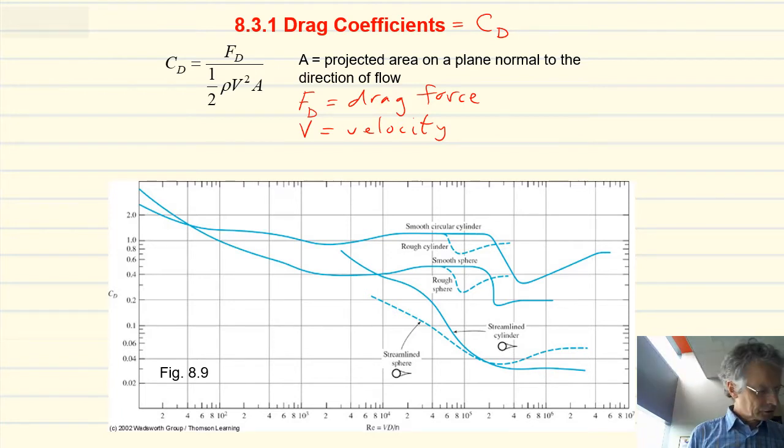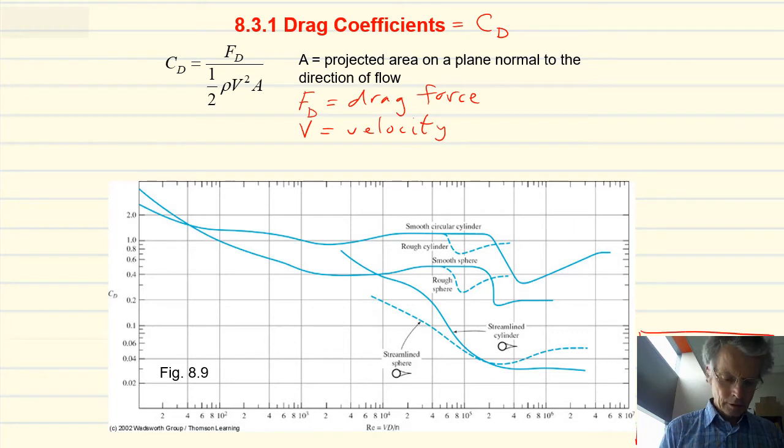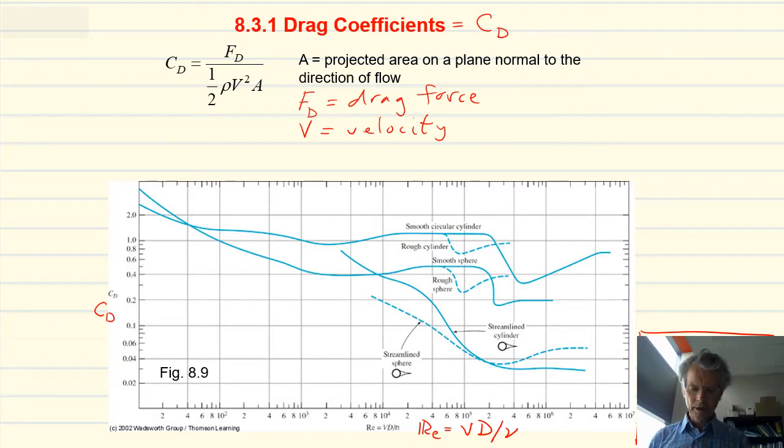So in this figure from your text, which is figure 8.9, we have the drag coefficient plotted on the vertical axis, and we have the Reynolds number plotted on the horizontal axis, and we have drag coefficient as a function of Reynolds number. We can see that it varies from a value of about 2 down to a value of almost 0.02, so several orders of magnitude. There's a number of different curves on the plot. The top one is for a smooth circular cylinder, and then a rough cylinder, a smooth sphere, a rough sphere, and then a streamlined cylinder and a streamlined sphere.